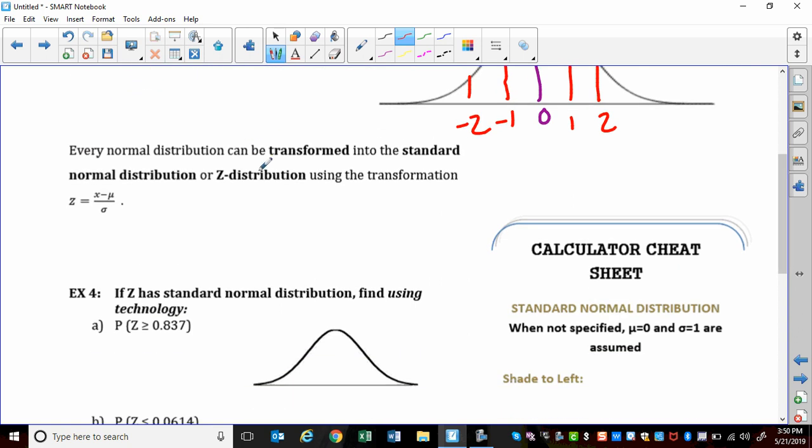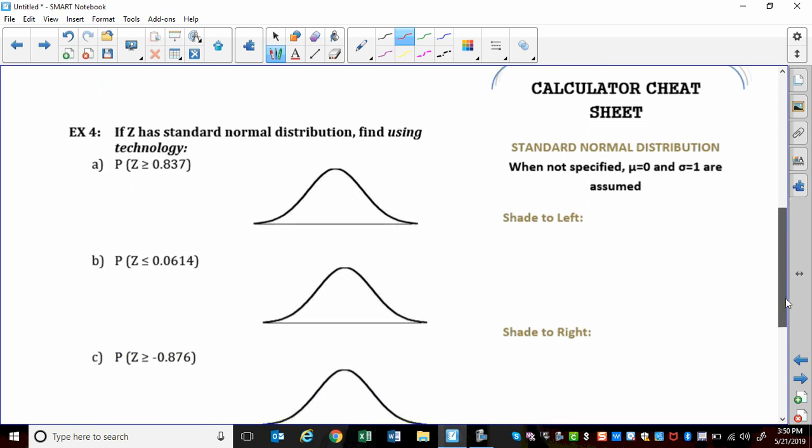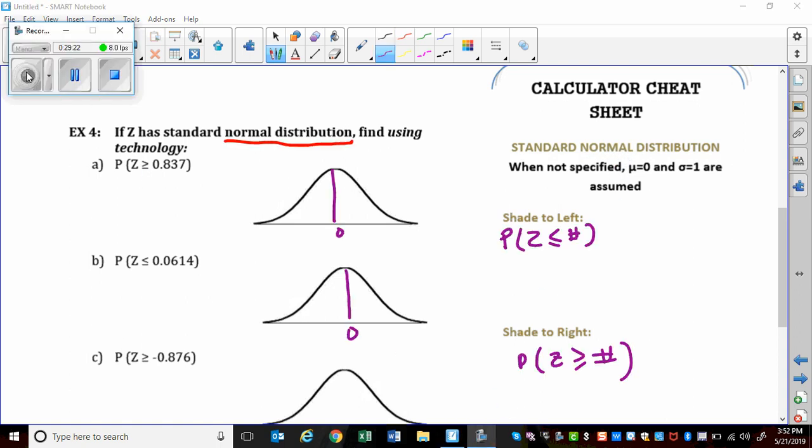Every normal distribution can be transformed to the standard normal distribution or Z distribution using this transformation, you know, the Z-score. That's your Z-score. So this is going to be your calculator cheat sheet. We can try these out in class. I want you to try them in your calculator. So it says, this is the normal distribution. Go ahead and plug this into your calculator.